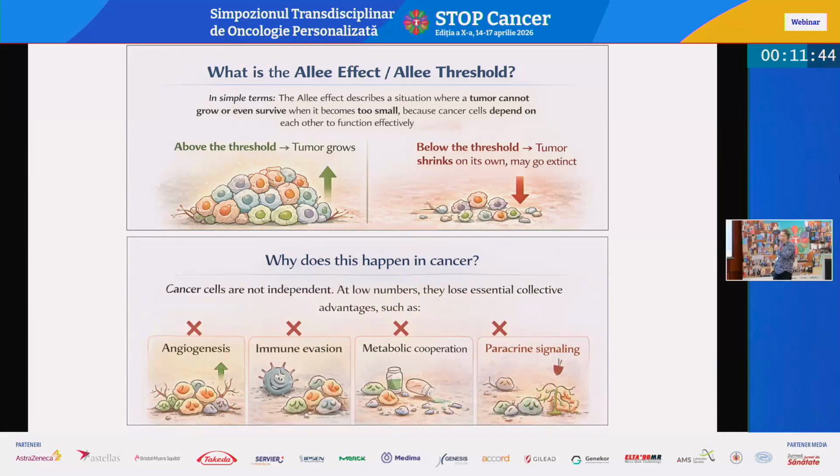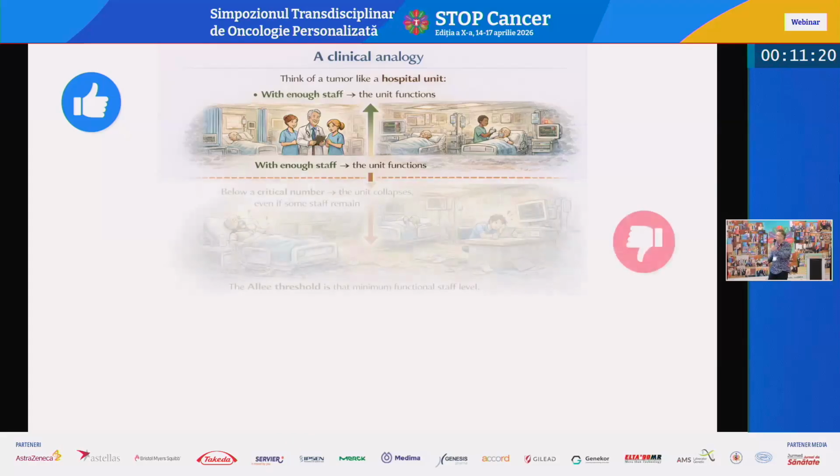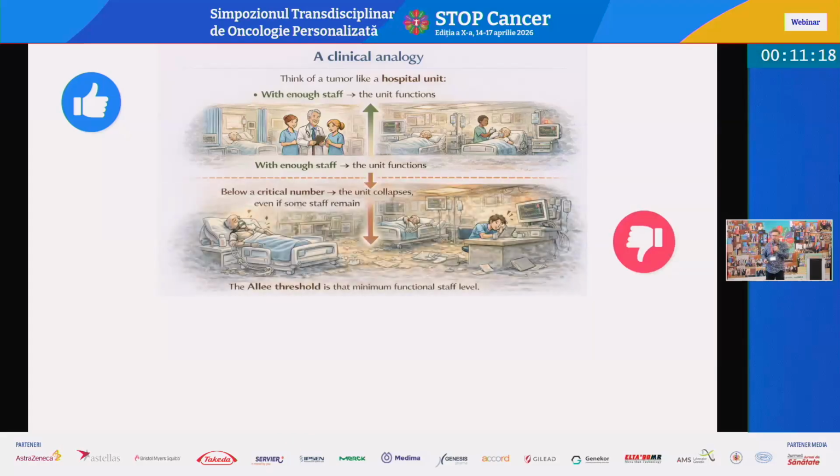So why does this happen in cancer? Just because cancer cells are not independent, and at low numbers, they lose essential collective advantages, typically the angiogenesis, the immune evasion, the metabolic cooperation, etc. So let's consider a metaphor to explain that, a clinical analogy. So think of a tumor like a hospital unit. With enough staff, the unit will function, no problem with that. But below a critical number of staff, the unit is likely to collapse, even if some staff remain. And the Allee threshold is that minimum functional staff level.